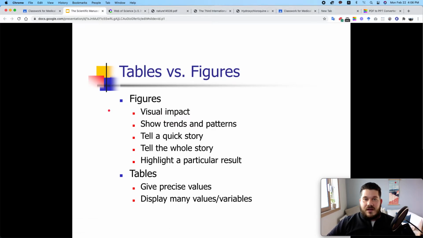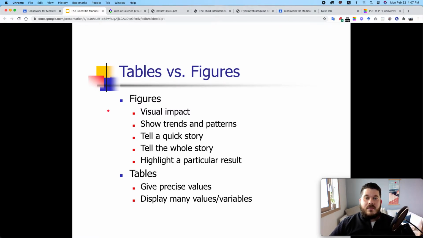So figures are different from tables. A figure might be a photo, it might be an image, it could perhaps be a graph, or something like that. A table is columns and rows, okay? But figures have a really strong visual impact, as you know, right?